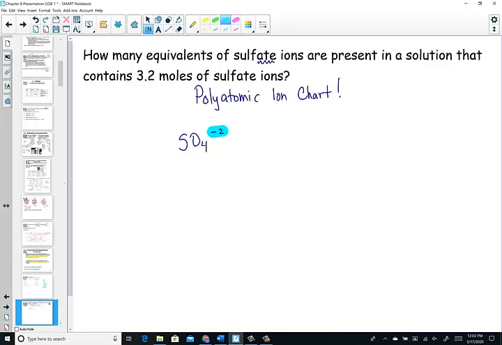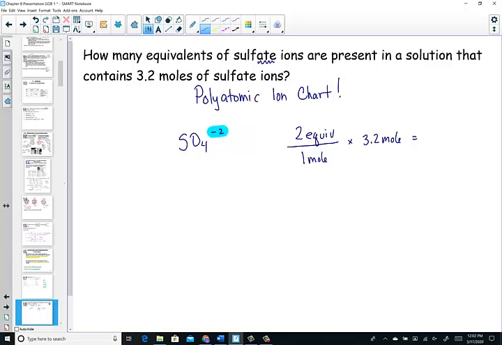This is the key piece of information. That tells me that there are 2 equivalents in every 1 mole of sulfate. The SO4 2- tells me 2 equivalents are delivered from sulfate for every 1 mole of the sulfate polyatomic ion. And so if we have 3.2 moles of it, how many equivalents will we have?